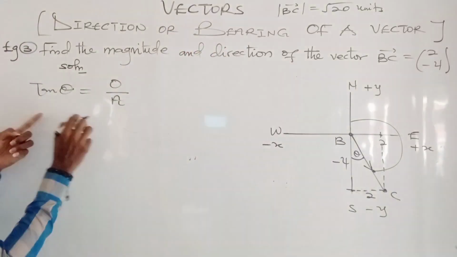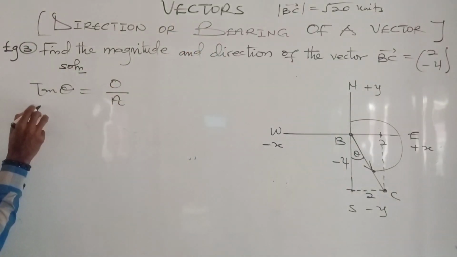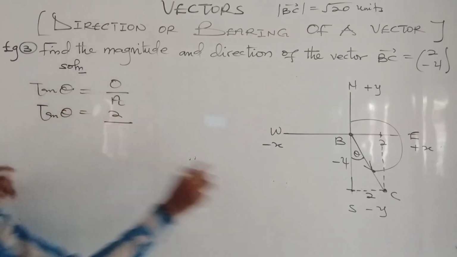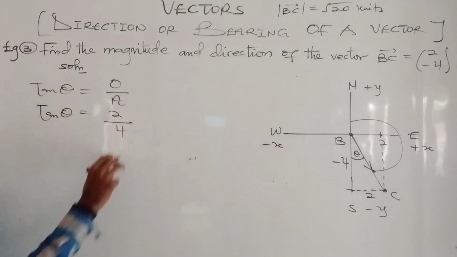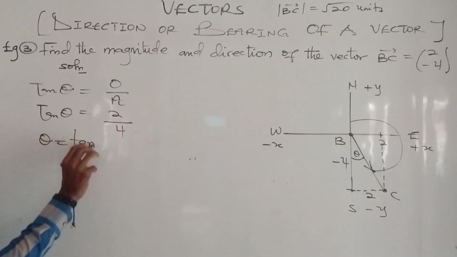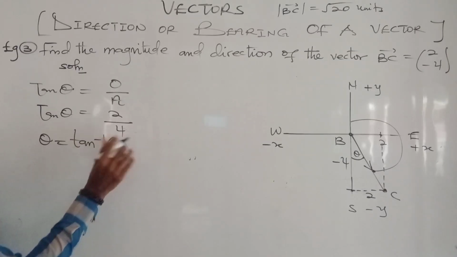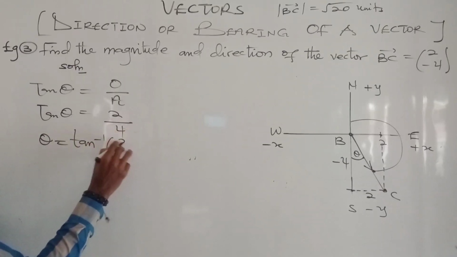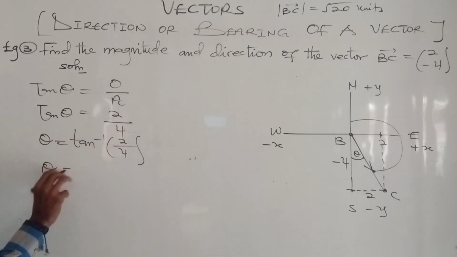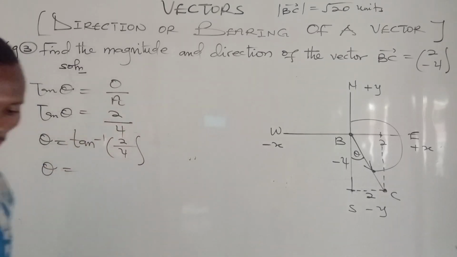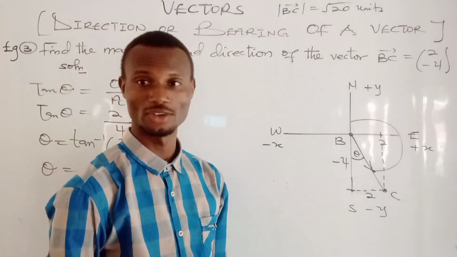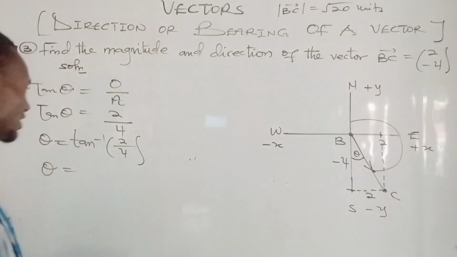So my tan theta equals opposite over adjacent. So my tan theta equals the opposite, which is 2, all over the adjacent, and you are going to use +4. So my theta will be equal to tan inverse of 2 over 4. From here, you need to use your calculator to get your answer for tan inverse of 2 over 4. So let me use my calculator and let's check. You can also use your calculator to cross check as well.